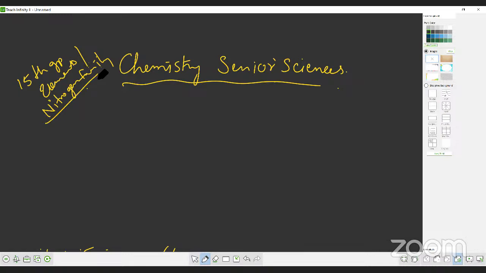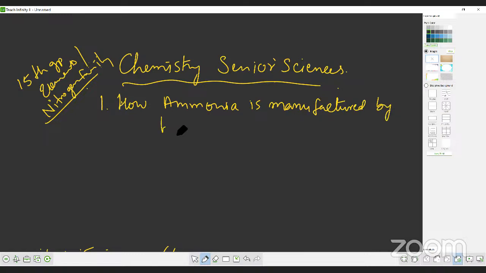So these elements are present in the 15th group. Now, from this chapter, what LAQ are you going to get? The first LAQ: how ammonia is manufactured by Haber's process. And what are its reactions? The following, like with zinc sulfate, with copper sulfate, and with silver chloride. These are the chemical reactions.